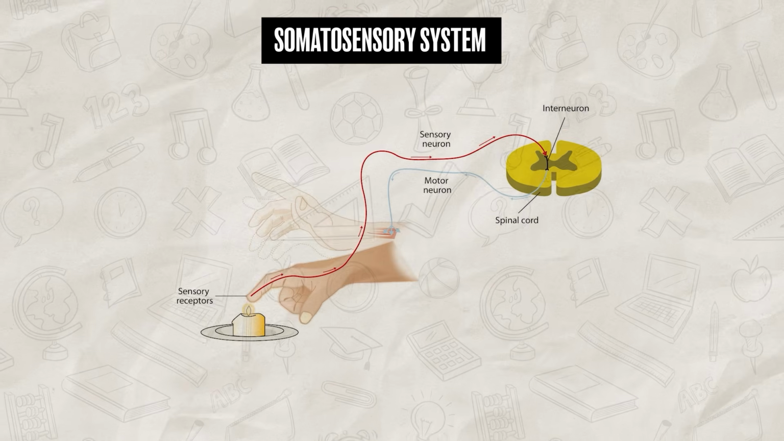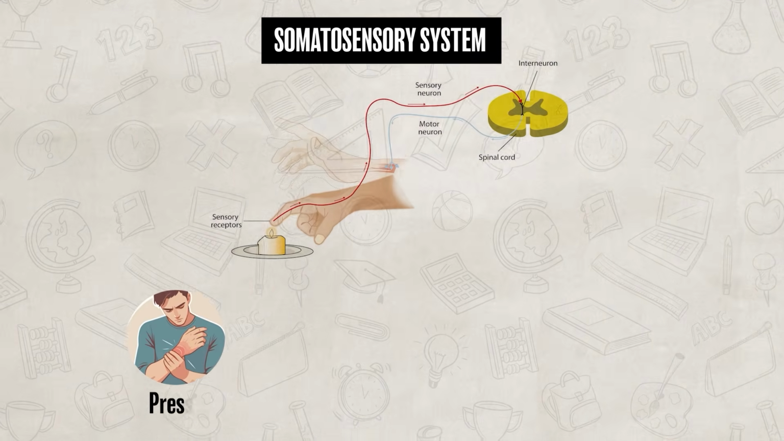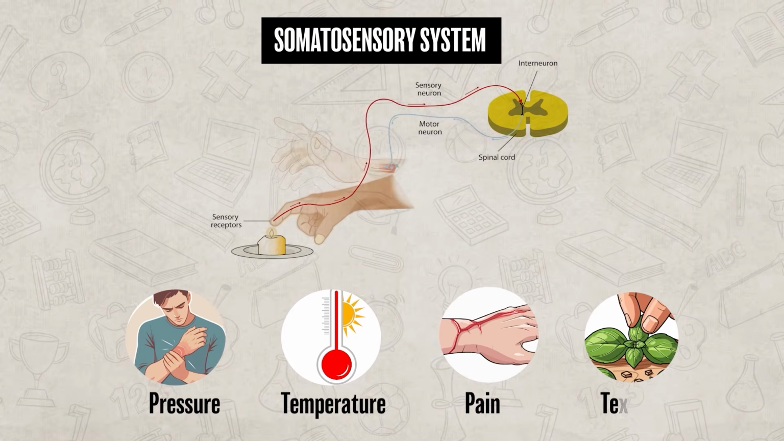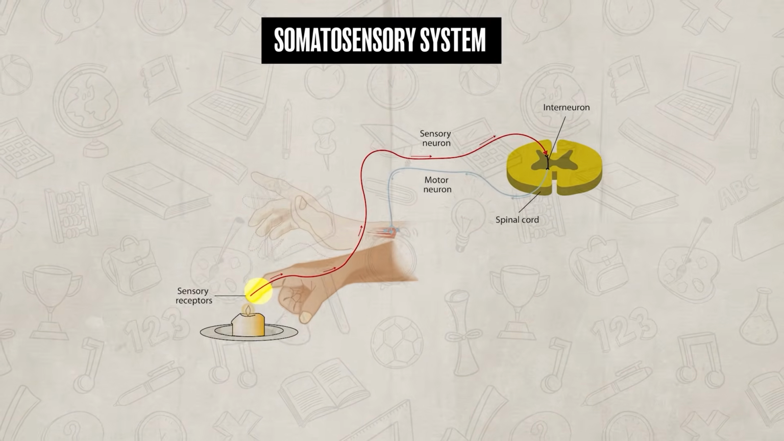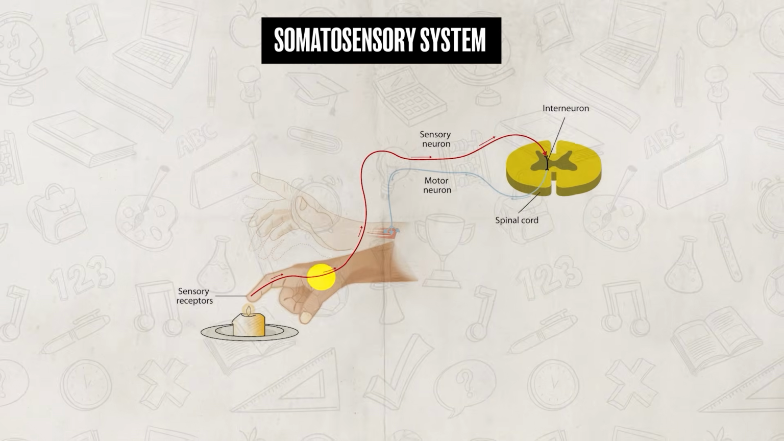Remember, our sense of touch is part of the somatosensory system. This is what allows us to detect things such as pressure, temperature, pain, and texture. So we can see that once the stimuli is detected, it is transduced.